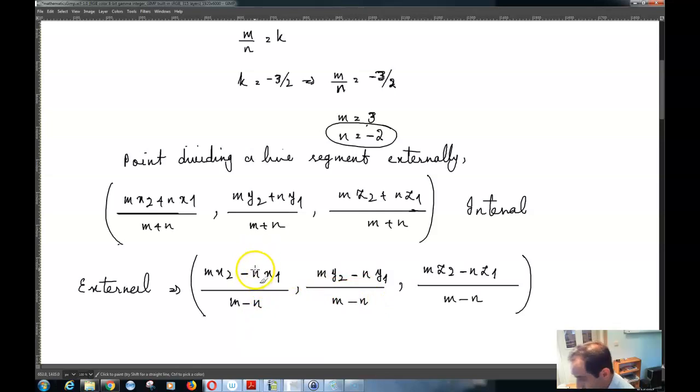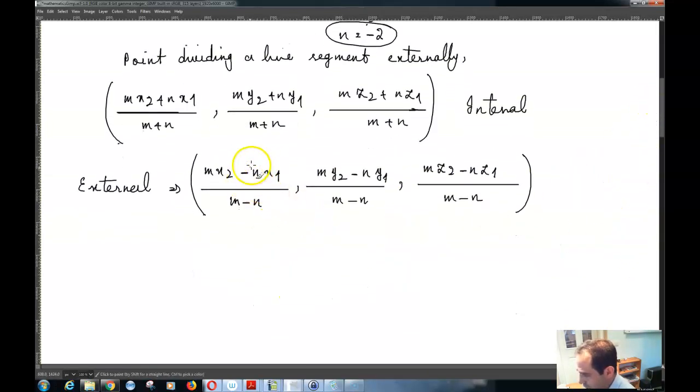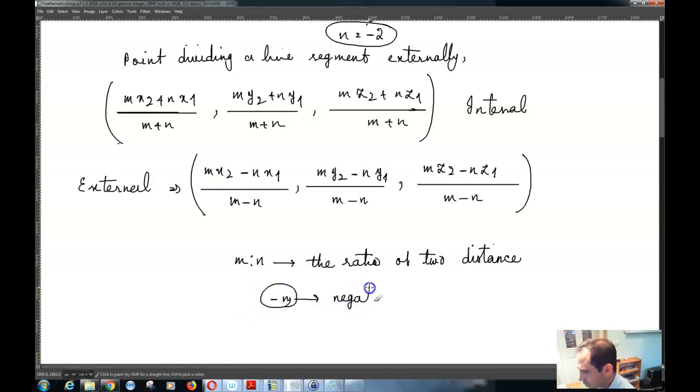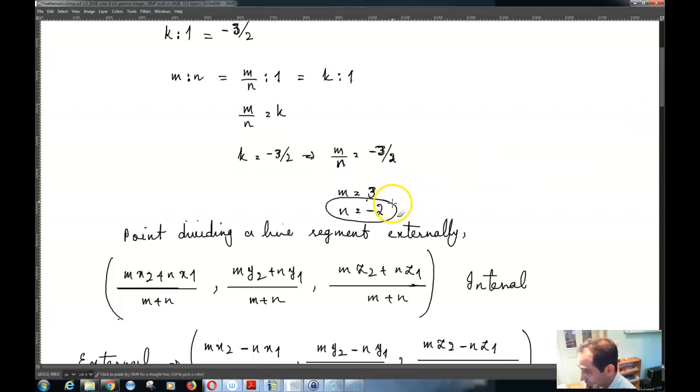Your n is negative because n is originally a ratio. In this context where we used it, m and n were the ratio of two distances. And so based on that, I think I can say that m and n are both positive. So when you write negative n, it becomes a negative number. And so over here, you see that you get your n as a negative number.